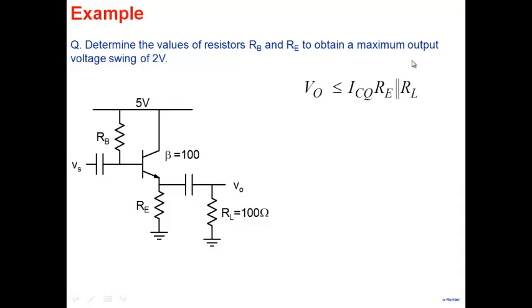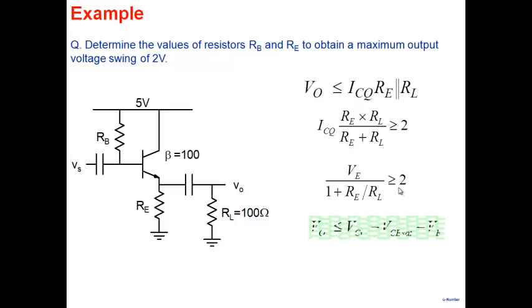So the first constraint on a design is voltage swing has to be less than or equal to ICQ times RE parallel RL. So we take this constraint and write it down: ICQ RE RL over RE plus RL must be greater than or equal to 2. As I said, there are multiple ways of doing it. One realizes ICQ times RE is nothing but VE here. So one writes VE times 1 plus RE by RL must be greater than or equal to 2.